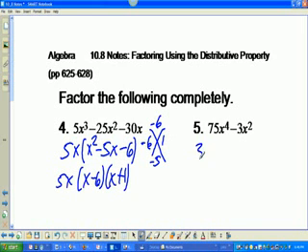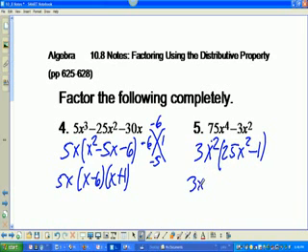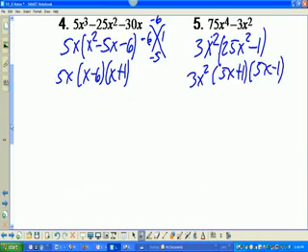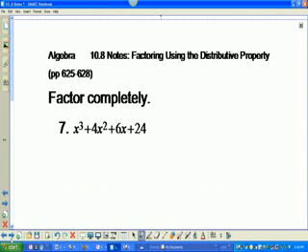75x to the 4th minus 3x squared. Well, what goes into both 75 and 3? Well, 3 does, and x squared. So 3 times what is 75? Well, that's 25. X squared times what is x to the 4th? Well, that's x squared. Minus 3 times what is 3? That's 1. But you've got the x squared, so minus 1. Notice this parentheses is a difference of squares, so that becomes 3x squared times 5x plus 1 times 5x minus 1. And there we are. We're done with that question.